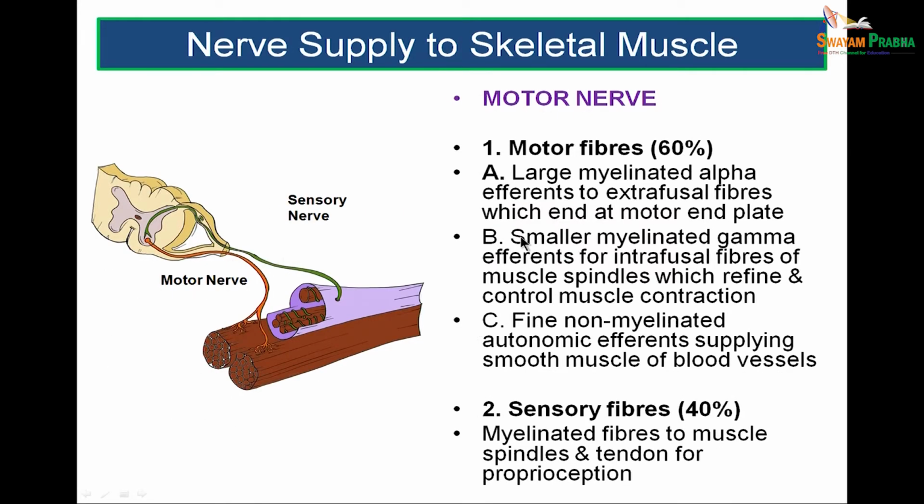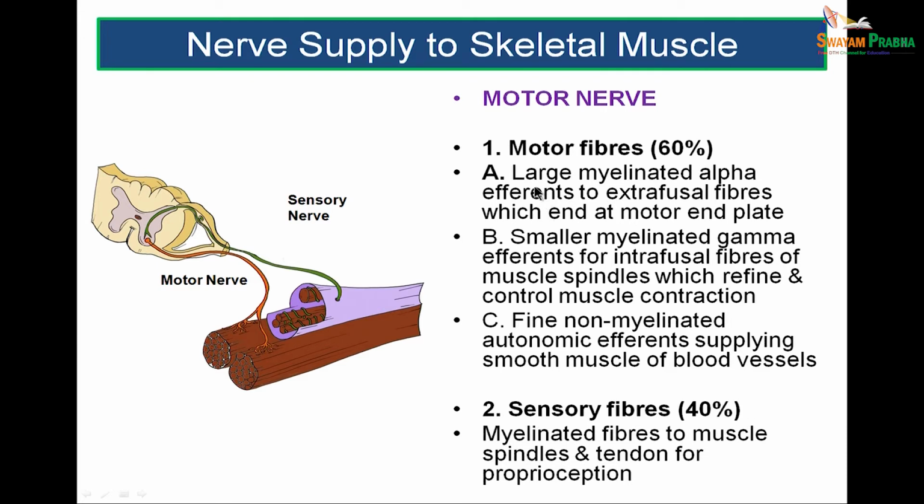Let us study about the nerve supply to skeletal muscle. All muscles are supplied by nerves. In skeletal muscle, there is a motor nerve. Now, the motor nerve has 60% motor fibers and 40% sensory fibers. So, that is more motor fibers than there are sensory fibers.